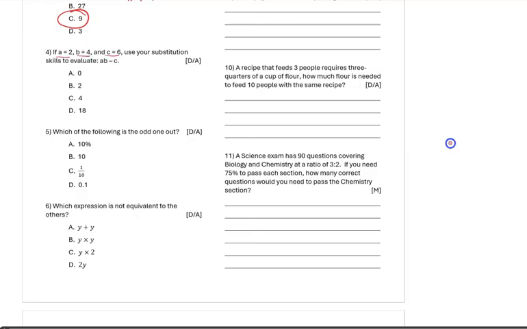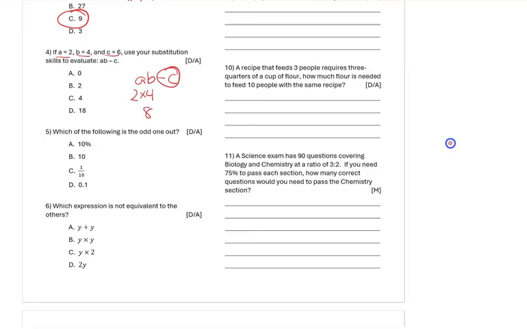Use your substitution skills to find out A, B minus C. So A, B means A times B. So A times B in this case, 2 times 4 is going to be 8, isn't it? And then we had a minus C. Remember, C was 6. So we had minus 6, which means 2, and hopefully that's one of the options, and it is. So B was my option here. That was correct, and that gave you a developing mark as well.